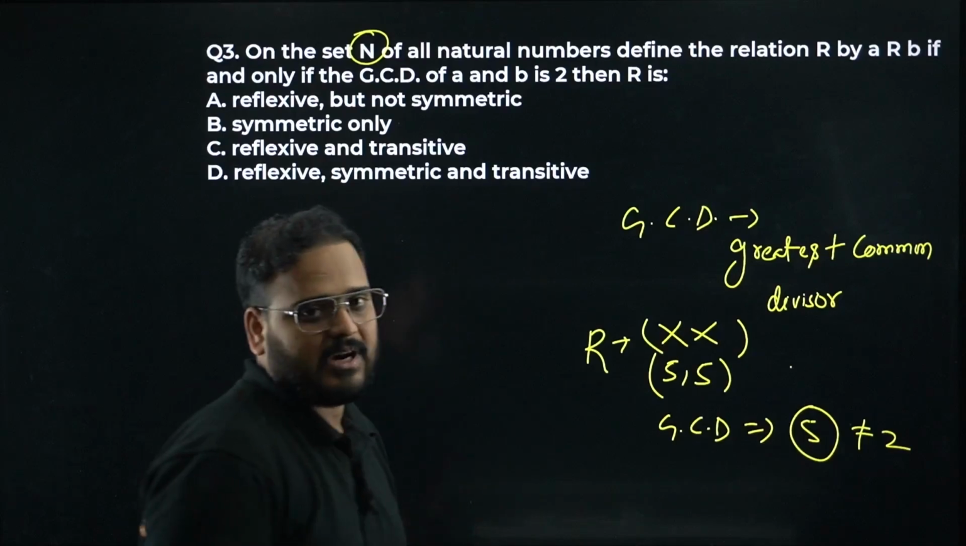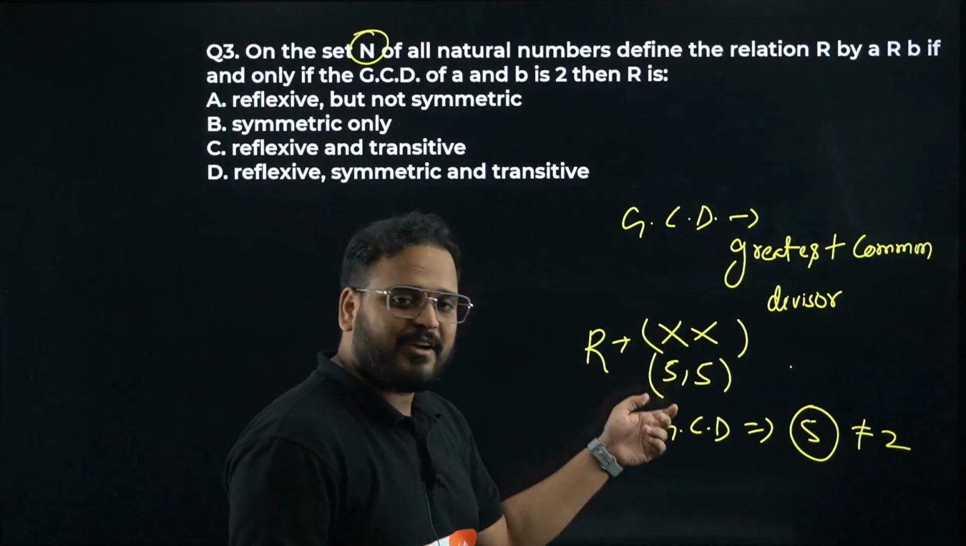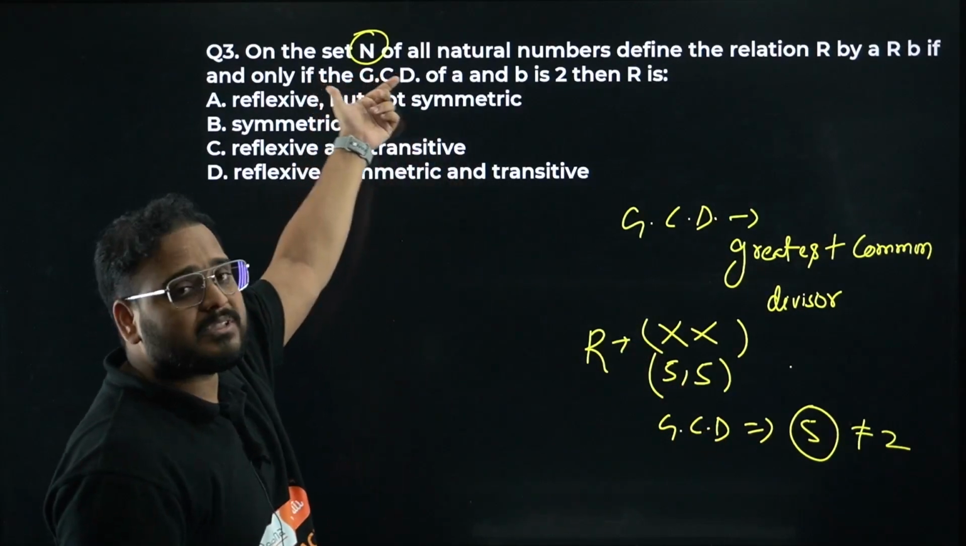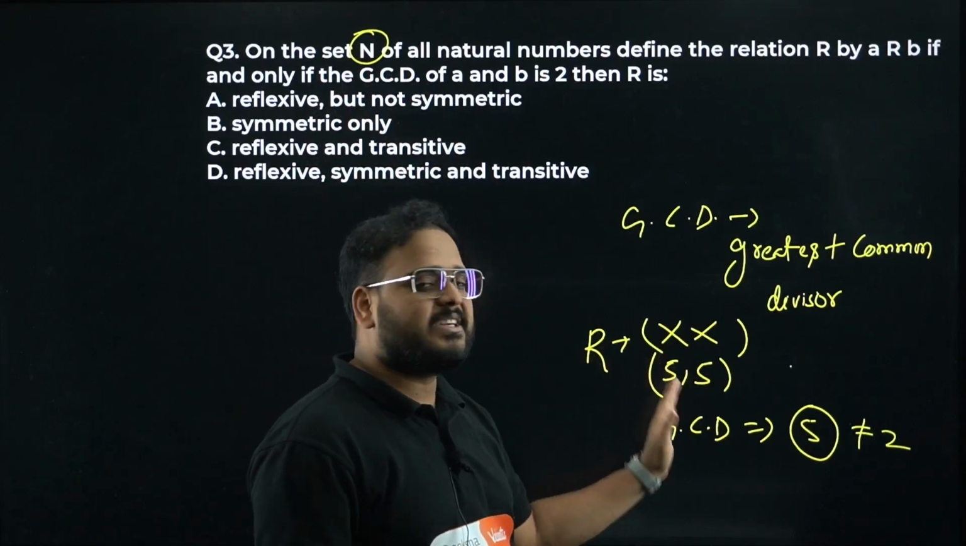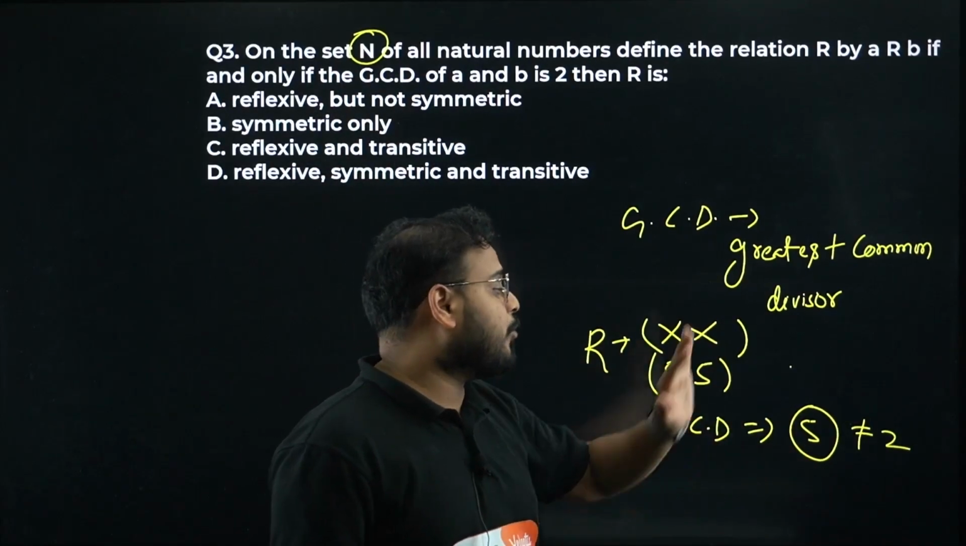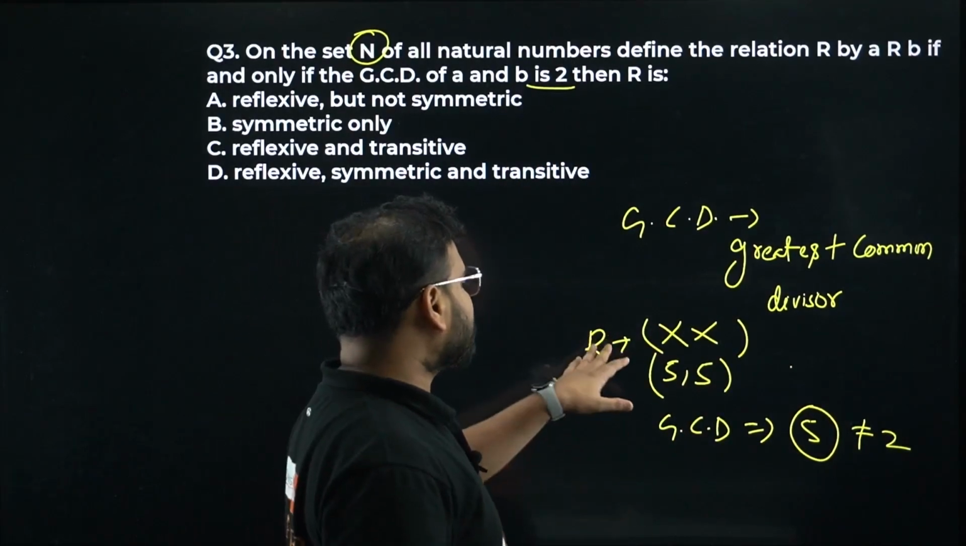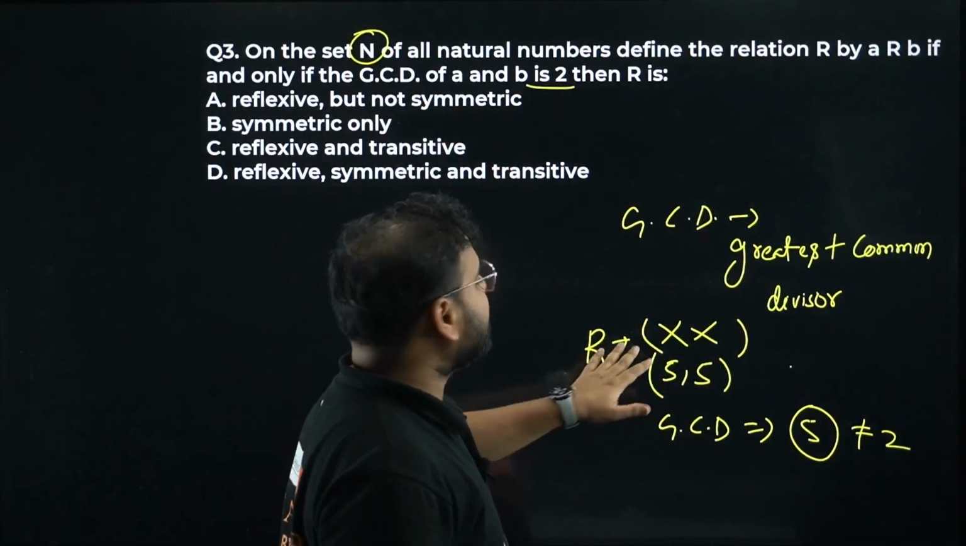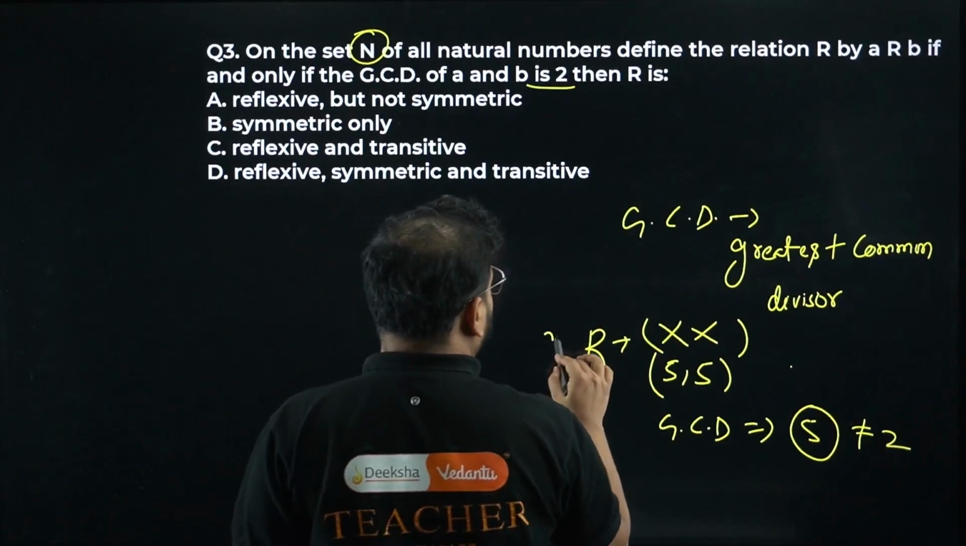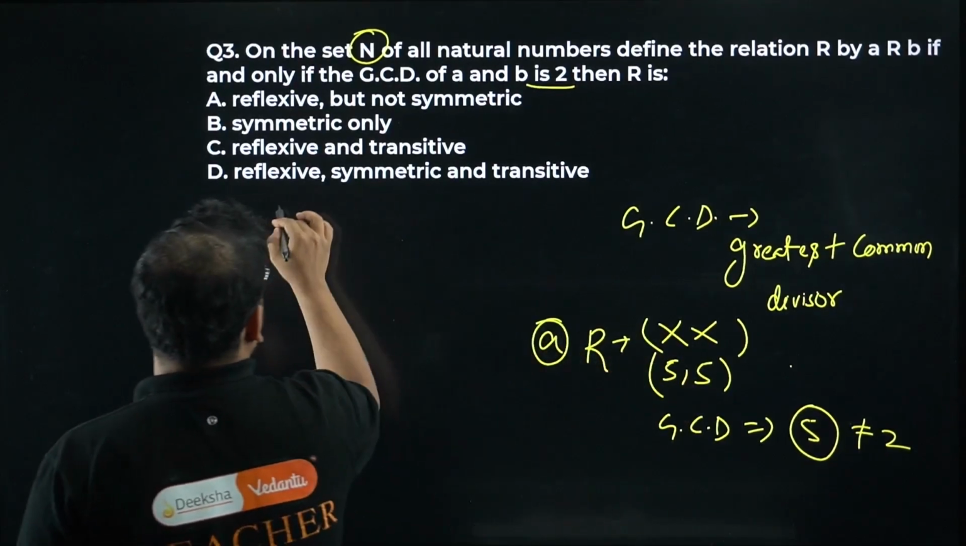Reflexive not possible. I'll repeat myself. Over here I can take the ordered pair 5 comma 5 because it's part of the natural number set. For this ordered pair, what is the GCD? The GCD is 5. I'm saying that it has to be only 2. It means this given relation R cannot be reflexive. So option A, part 1, we have discussed. Now part B, please check.